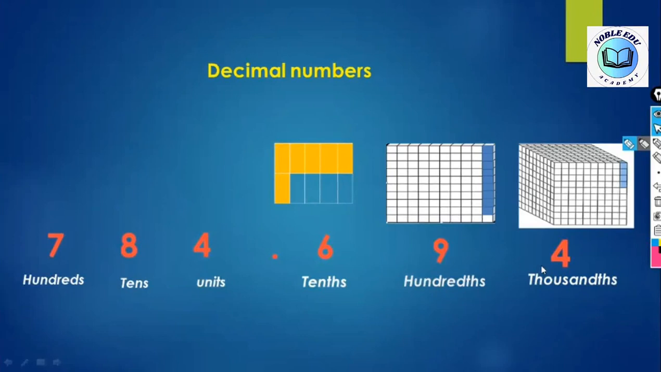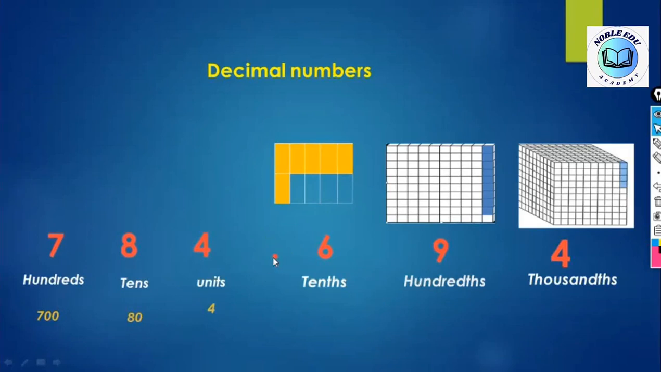But if I ask you to write the value of the number, in the whole number, any number in ones or units keeps the same. And 8 in tens is 80. 8 in tens, 80. And 7 in hundreds, 700. 4 in ones keeps 4 the same. 8 in tens is 80. And 7 in hundreds, 700.